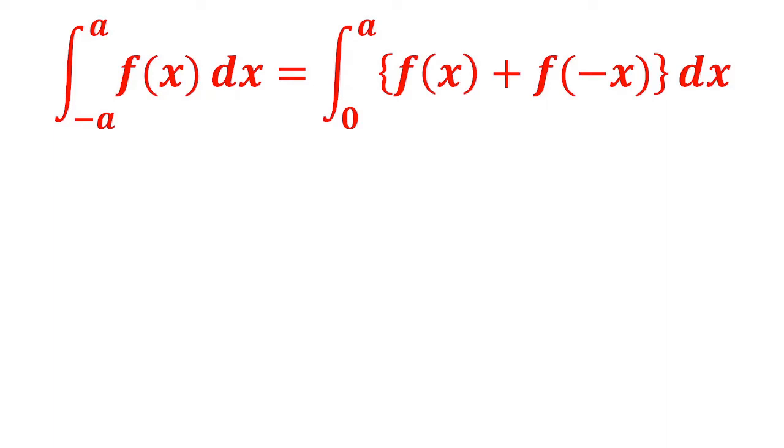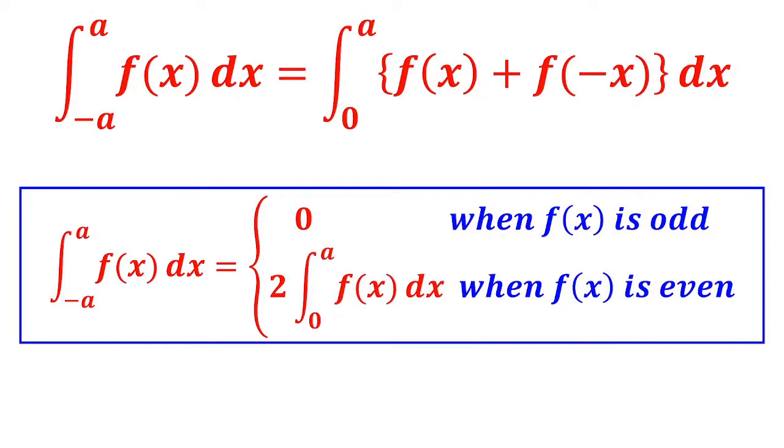Suppose it is an odd function, f of minus x will be minus f of x, therefore it will become 0, it will get cancelled. When f of x is an even function, it will become f of x plus f of x, it will be 2 into integral 0 to a f of x dx. But we have to remember, whenever we see the integral from minus a to a, we will check whether the given function is even or odd. If it is an odd function, we will directly put it as 0 by this property. When it is an even function, we will integrate from 0 to a f of x dx.